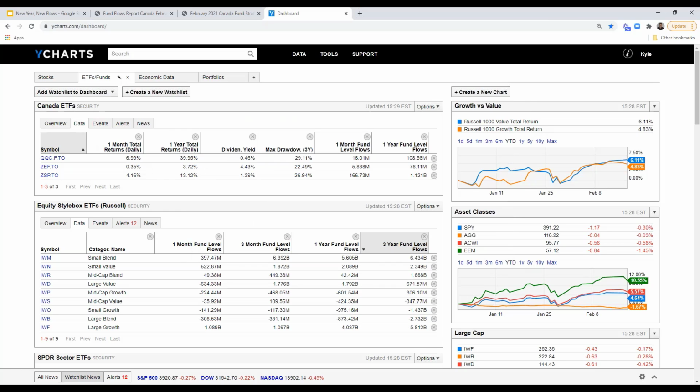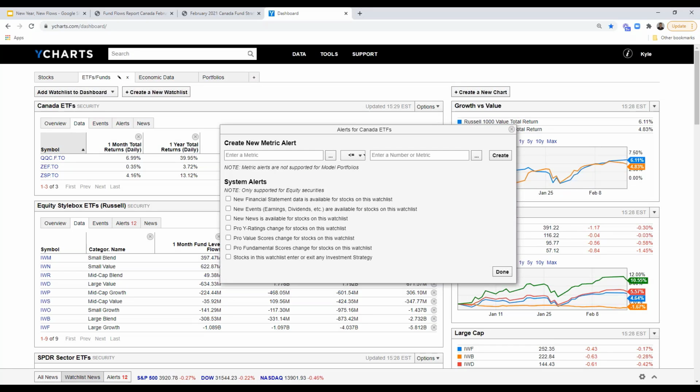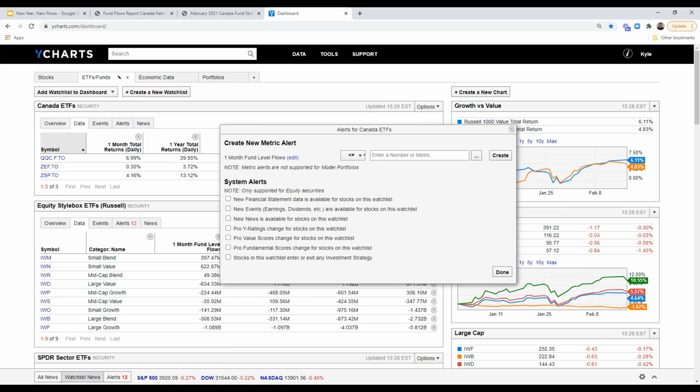And then the other trick as it relates to the watch list is the ability to set alerts on flows. So maybe you don't want to track flows manually day in and day out. You want to set an alert and automate that process. You can set an alert on any single watch list by going to your options dropdown and create/edit alerts. Now from here, you have to choose a metric to set the alert on. Let's say I want to be notified anytime 1 month flows for anything in my watch list go negative or they see outflows. So what I'll do is I'll use that 1 month fund level flow as the metric.